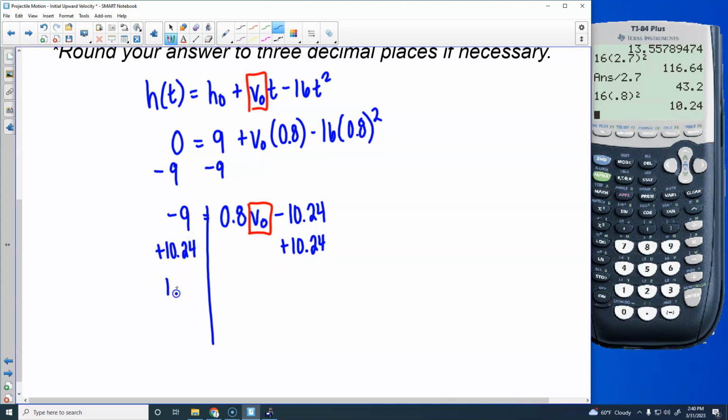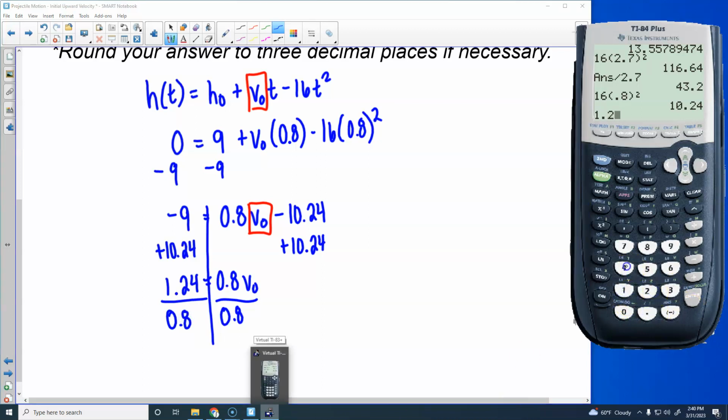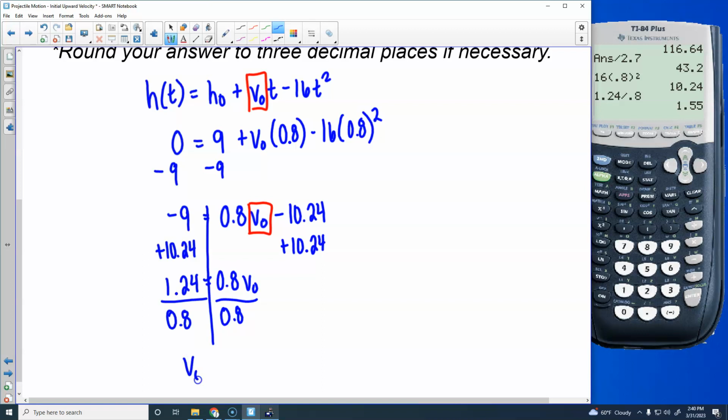So that's going to give us 1.24, 0.8 v sub 0. What's the last thing we're going to do? All right, so 1.24 divided by 0.8 is 1.55. So v sub 0 is 1.55 feet per second.